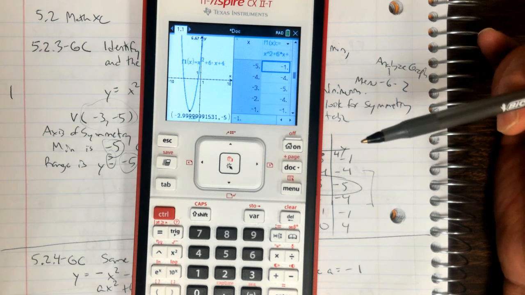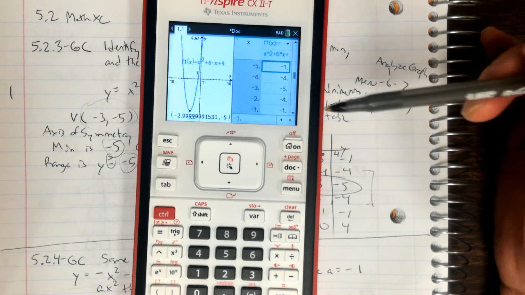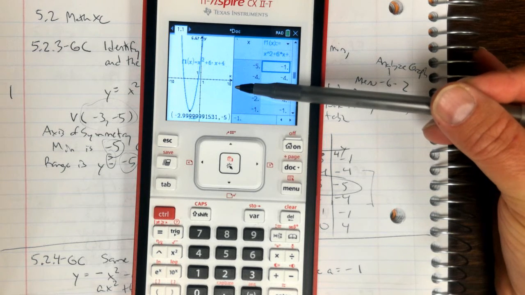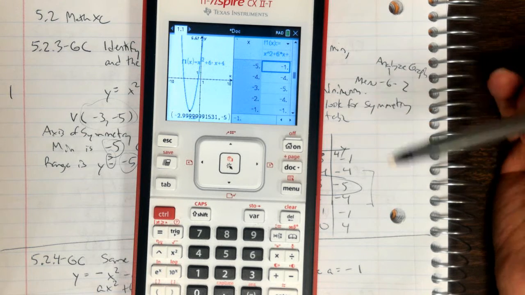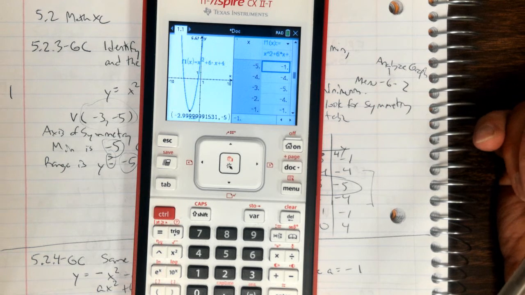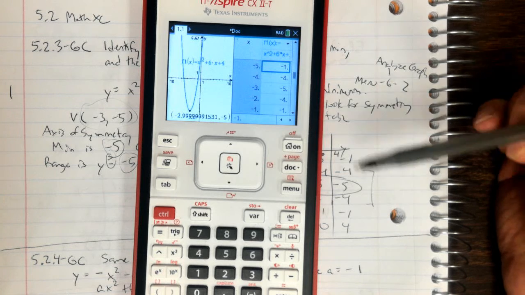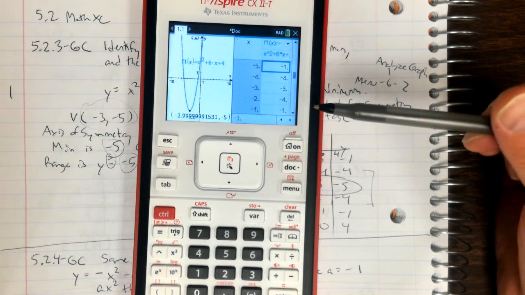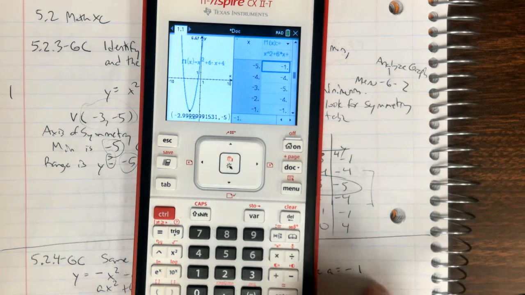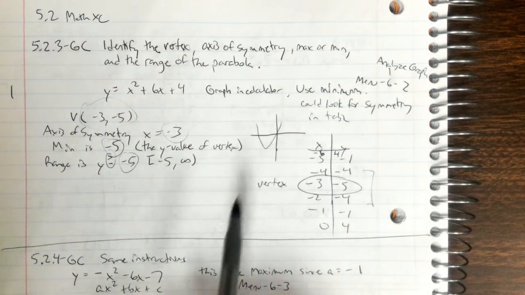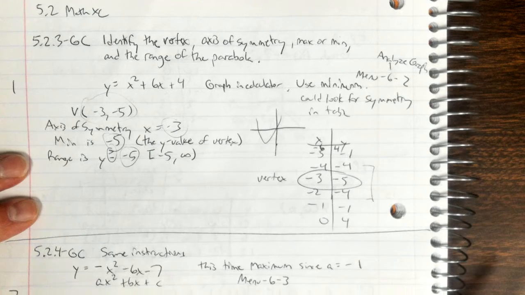What I've mentioned before, but I'll say it again, sometimes you might not see the vertex in here, because maybe it's at a half or even at a third or whatever. So sometimes you can't really use the table. Sometimes it's better to just use the minimum and work it from there.